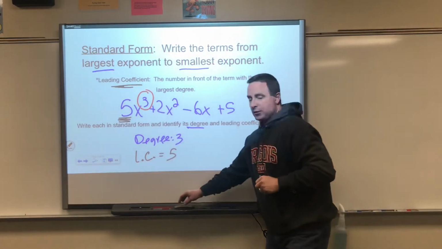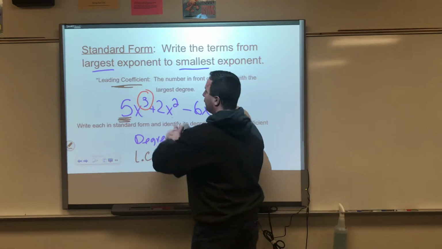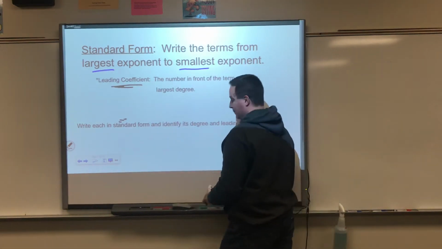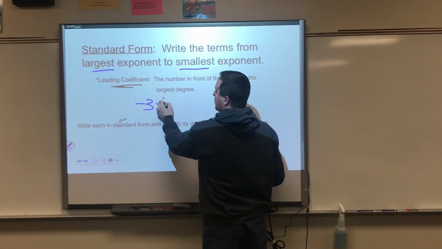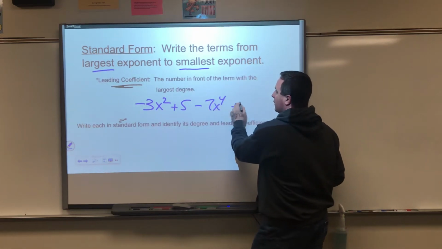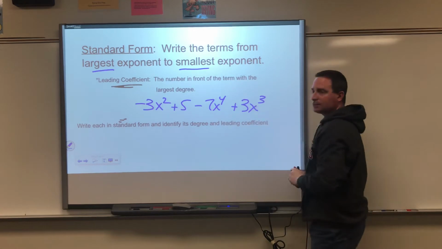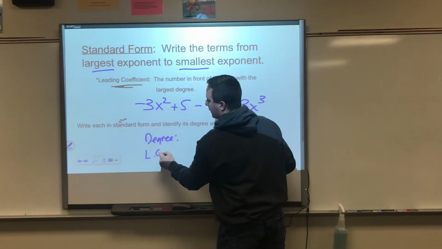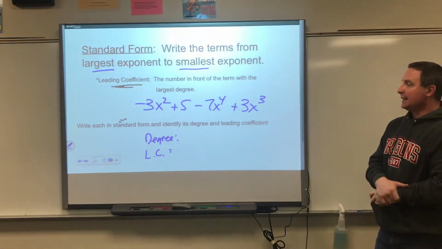Okay? So let's do one more here. What if I wrote one that wasn't necessarily in order? Oftentimes they're kind of mixed up a little bit. How about I had this? Negative 3x squared plus 5 minus 7x to the fourth plus 3x cubed. Can we find its degree and its leading coefficient?